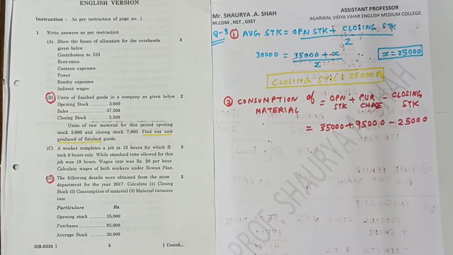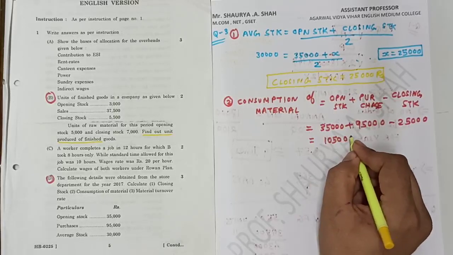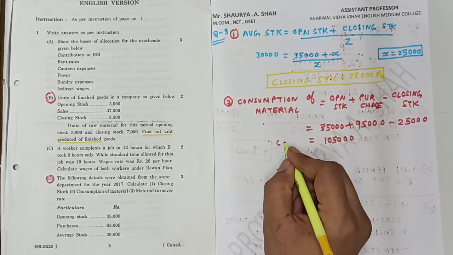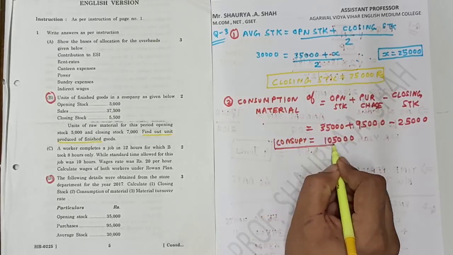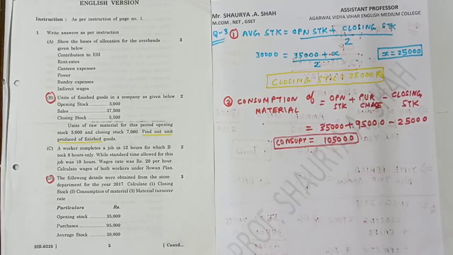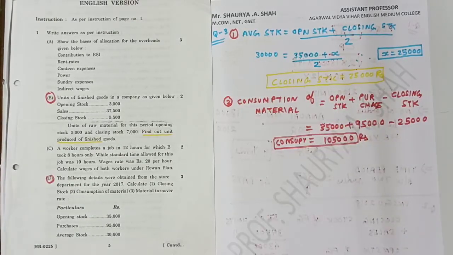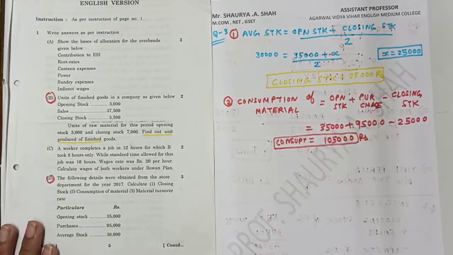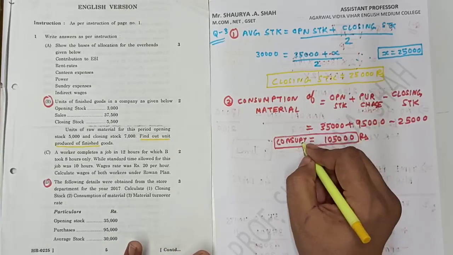So opening stock is 35,000, purchases I also know, 95,000, less closing stock, which we just found, 25,000. So 35,000 plus 95,000 gives me 1,30,000 minus 25,000. So I'll get 1,05,000. That is my consumption of material, right? This is your second answer, students. Again I can write rupees, don't forget to write down the units. So consumption of material is 1,05,000 rupees.